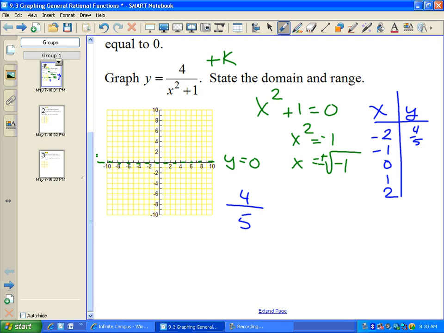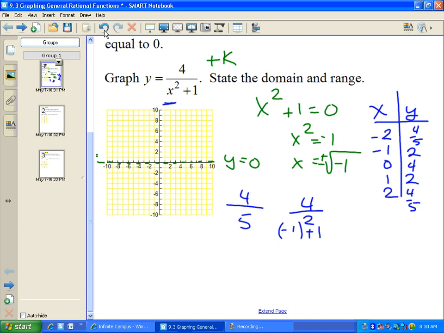When I plug in -1, I get 4 over -1 squared plus 1. So that's 4 over 2, which is 2. When I plug in 0, I get 4 over 1, so I have 4. Since this is a squared, I think I'm going to start having some repetition. When I plug in 1, I get 2. When I plug in 2, I get 4/5.